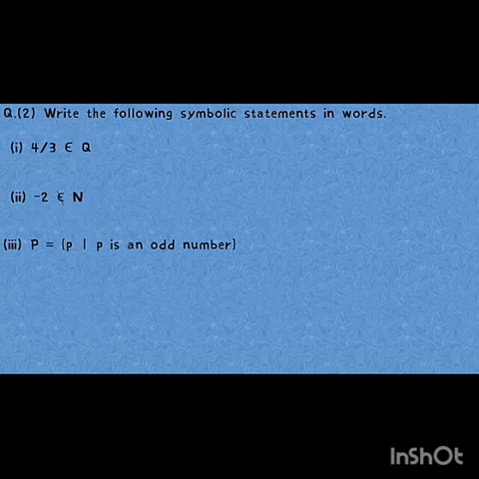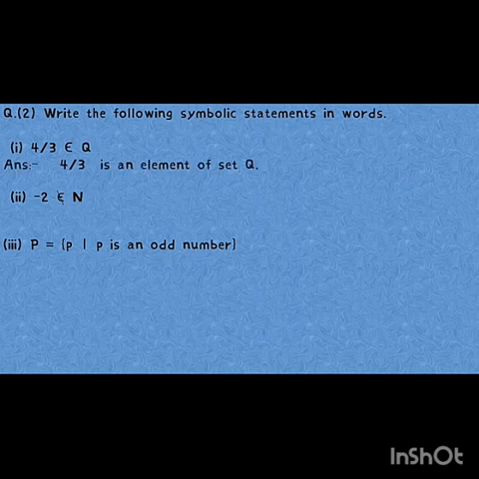Now question number 2 is write the following symbolic statement in words. This statement we have to write in words. Question 1 is 4/3 belongs to Q. So answer will be, 4/3 is an element of set Q. Like this we will write.